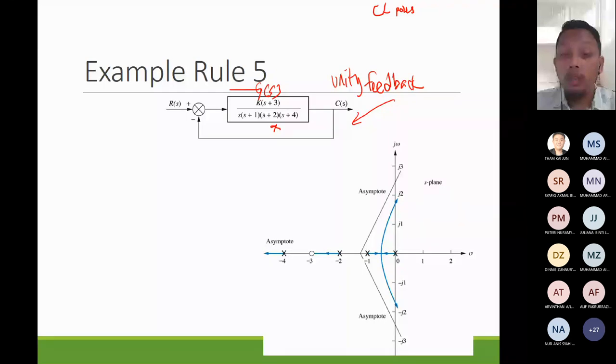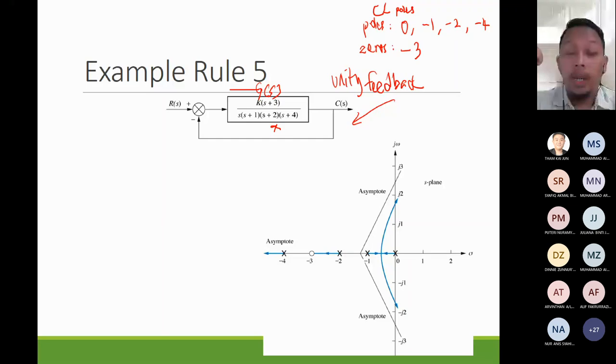Here the poles will be s equals 0, minus 1, minus 2, and minus 4. And then the zero will be minus 3. I hope you still remember how to find poles and zeros. Here we have four poles, meaning that we have four branches. This is rule number one: the number of branches equals the number of poles. So we have four poles, meaning that we have four branches.